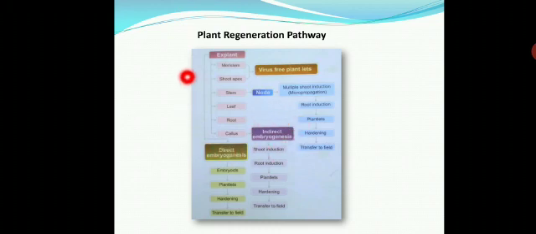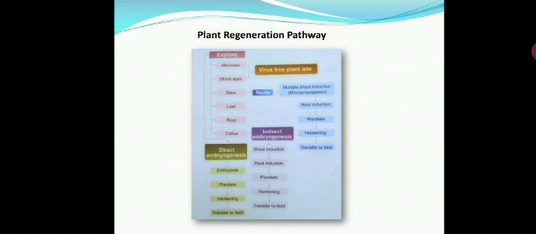Here the explant that has the capacity to directly develop an embryo, that process is called direct embryogenesis. In direct embryogenesis we get the embryoid. That embryoid has the capacity to develop plantlets. After the plantlets undergo a hardening process, they can be transferred to the field condition. This is one of the flow charts for the plant regeneration pathway.